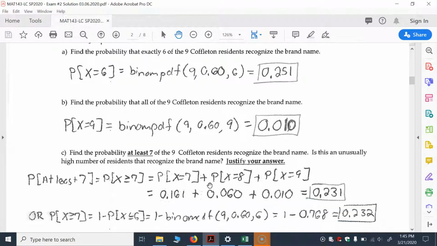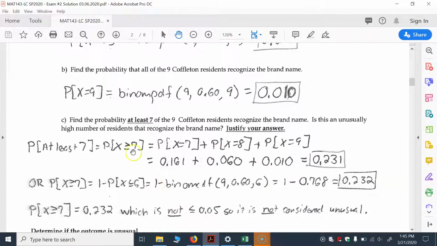Now, the probability at least 7 of the residents recognize the brand name. Okay, at least 7 is X greater than or equal to 7. So that's the probability of 7, 8, and 9 all added together. So you can calculate the 3 individual probabilities and add them up. But using our logic, X greater than or equal to 7 is the same as 1 minus the probability X less than or equal to 6. And there I can use binomial CDF. And there you'll see 1 minus 0.768 is 0.232.